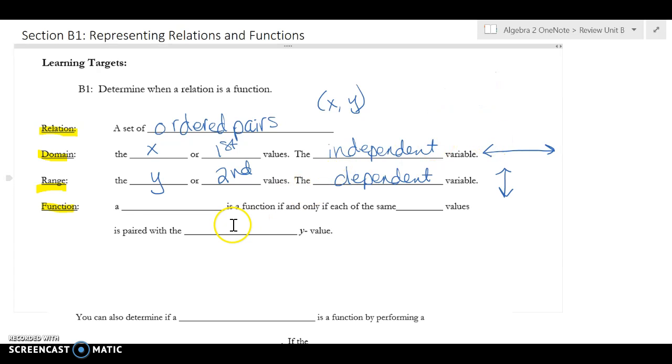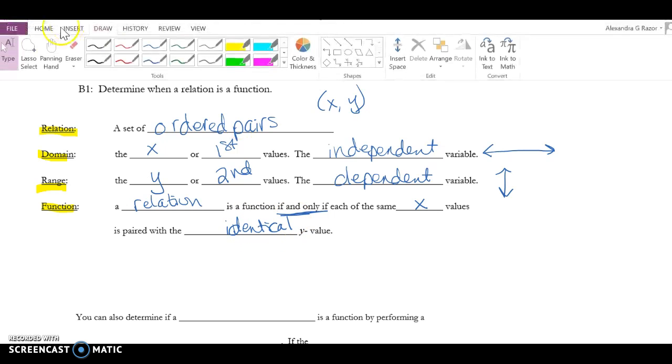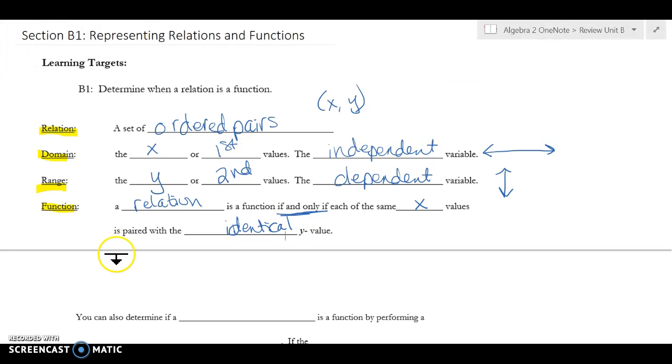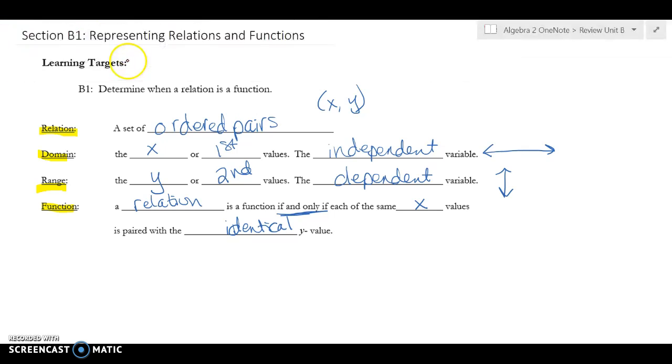All right, so a function. A relation is a function if and only if each of the same x values is paired with identical y values. I'm going to insert some space. So the best way to think about it, I think, is to think about going to a party. I like to explain this. So let's give an example of a function.